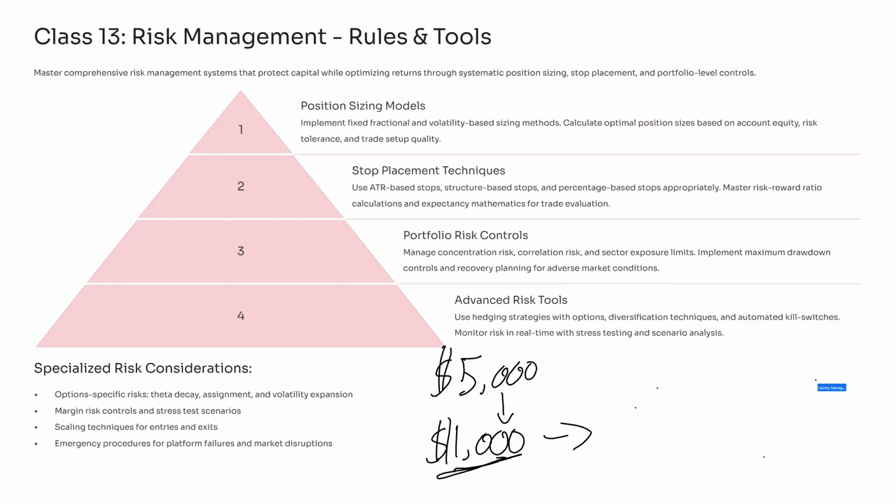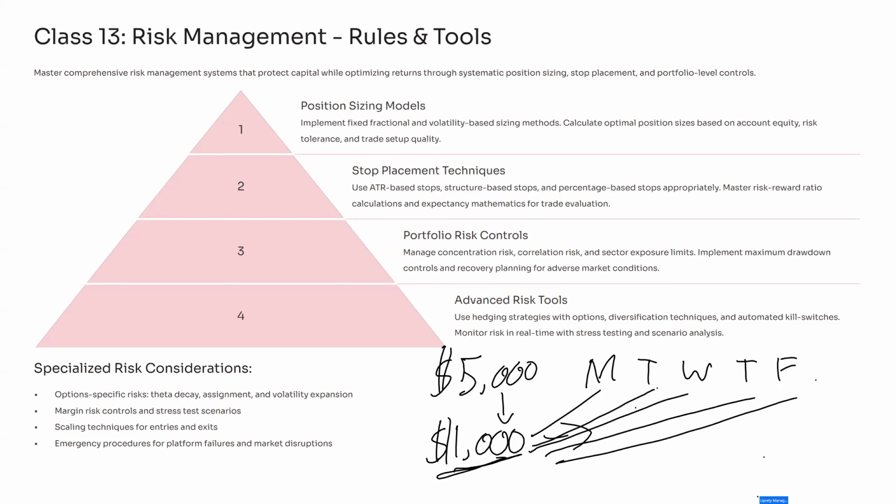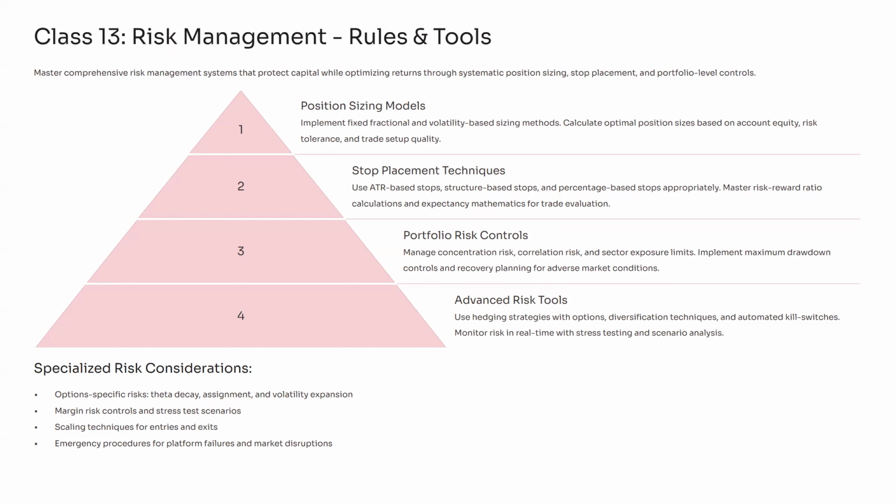is they think that Monday, Tuesday, Wednesday, Thursday, Friday, they should deploy this money every single day. Whatever you find out, once again, everybody's going to have a different number. For me, it might be 10,000. For you, it might be 20,000. For some people, this might be 500. It doesn't matter.